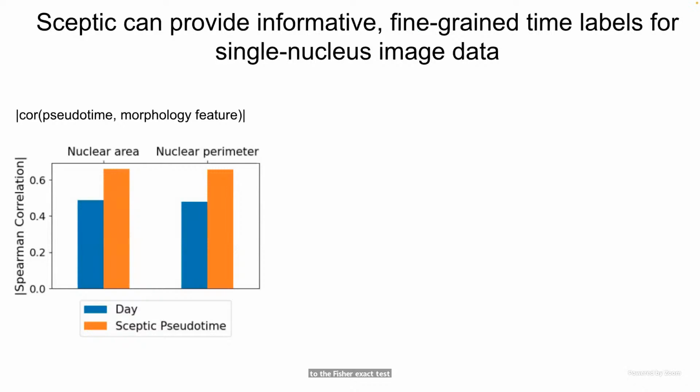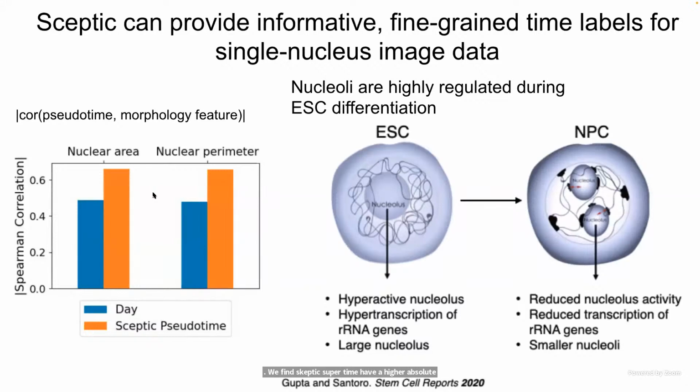More importantly, we find the SCEPTIC model can provide a more fine-grained label compared with the original time point label. For this, we compute the absolute correlation of the pseudotime for each cell with some morphology features. Here I show two of them, nuclear area and nuclear perimeter. We find SCEPTIC pseudotime has a higher absolute correlation. This is supported by the literature: during mouse embryonic stem cell differentiation, embryonic stem cells have large nuclei, and for neuroprogenitor cells, they have smaller nuclei.